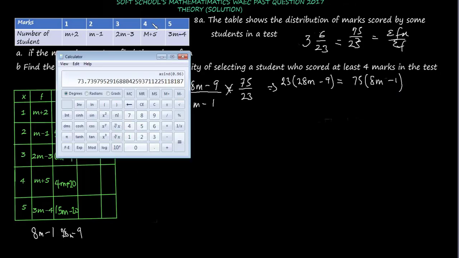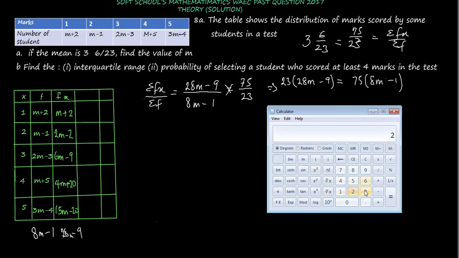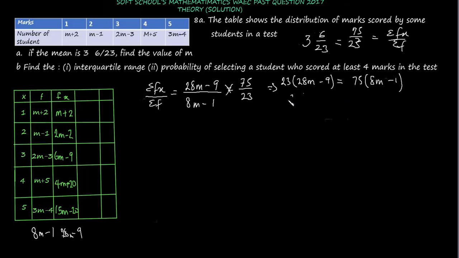So let's consult our calculator here. We have 23 times 28. That is 644, so this is 644m. So 9 times 23, that is 207. So minus 207 is equal to, now 8 times 75, that is 600m minus 75.